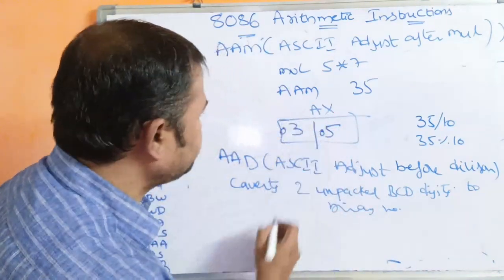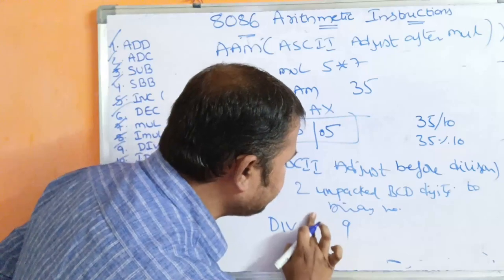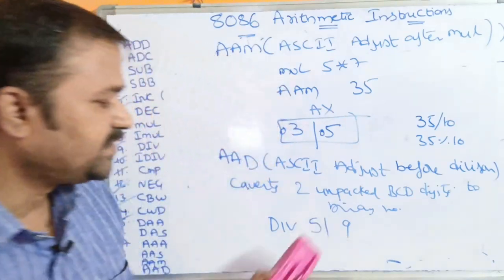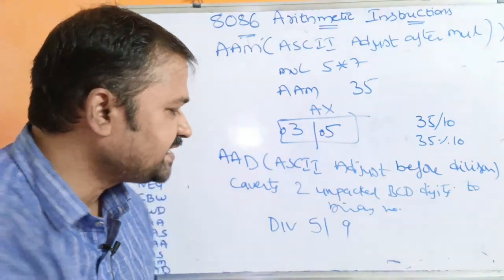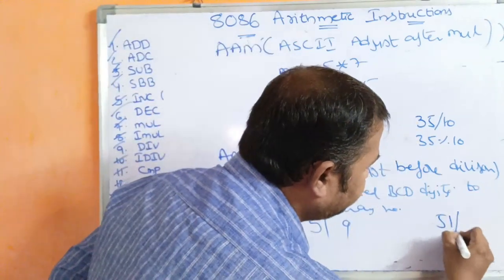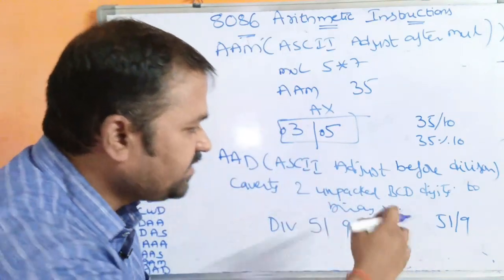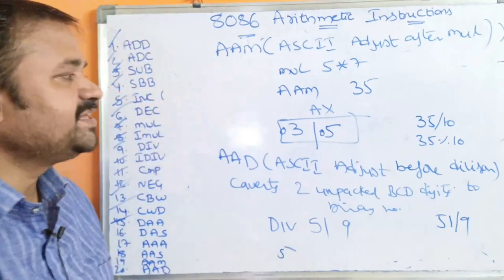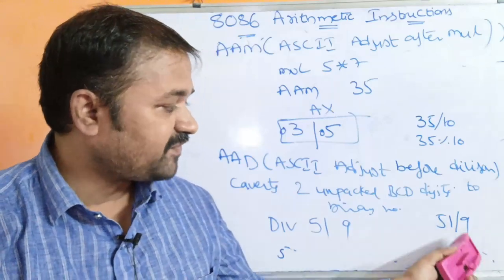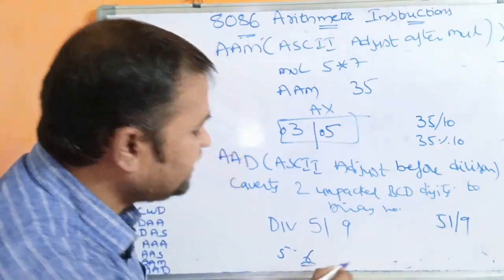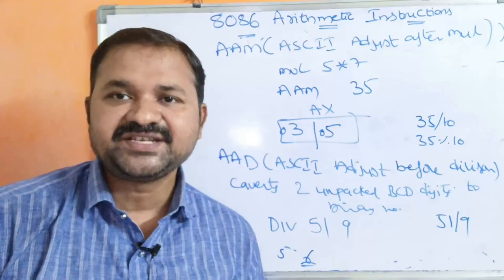Let us see some examples. So DIV, let us take 51 instead of 63. So DIV 51, 9. Here also the same procedure will be performed. So 51 by 9, what is the result? 9 5s are 45. So that 5 will be stored in the AX, AH register, that is nothing but the quotient. And 51 minus 45 means 6. So 6 will be stored in the remainder part. Okay. So this is about various arithmetic instructions of the 8086 microprocessor.